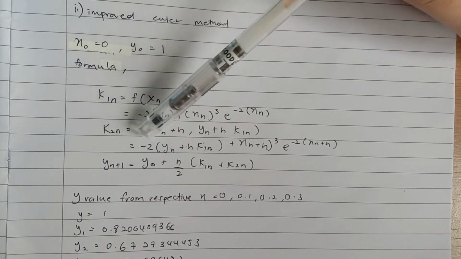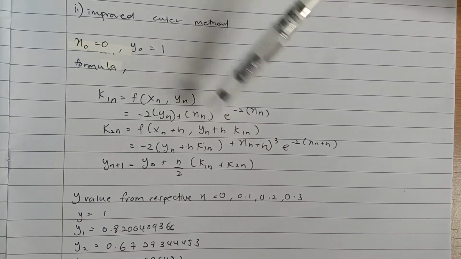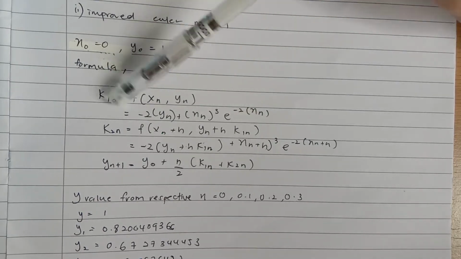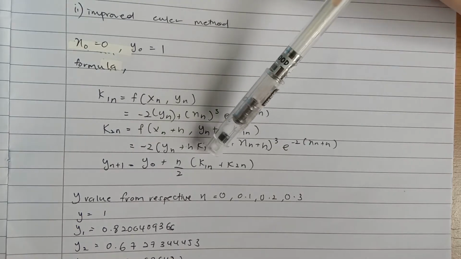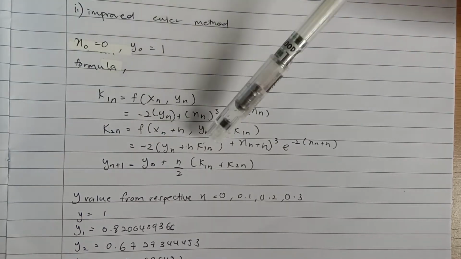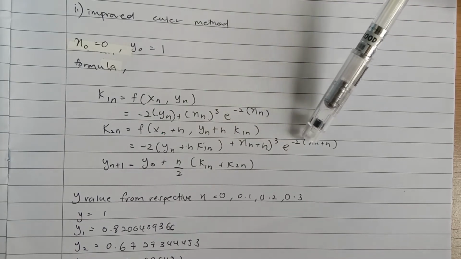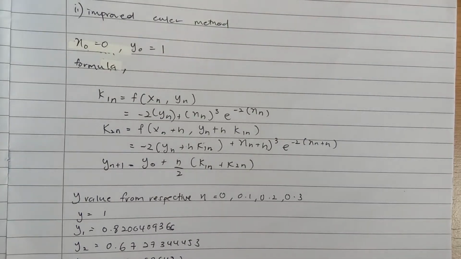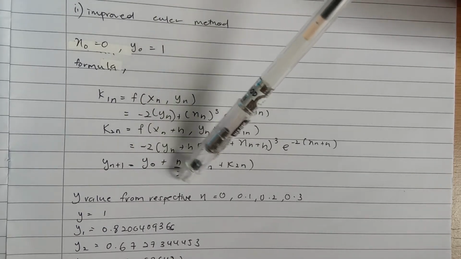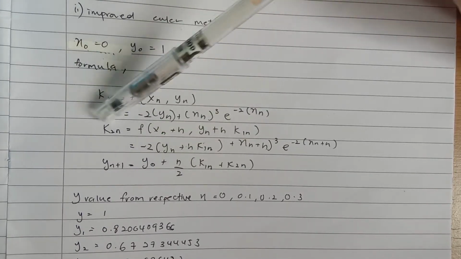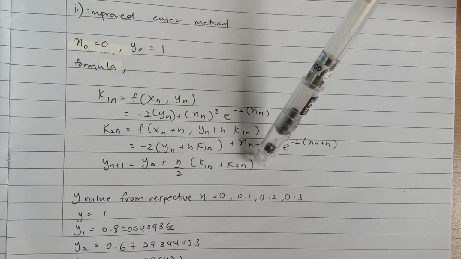f(xn plus h, yn plus h). This time we have to add h, and then put in the value of k1n that we just got from this equation, and then -2 yn plus h k1n, also using this value, and then plus xn plus h cubed e^(-2 (xn plus h)). The y1 value is equal to y0 plus h over 2 k1n, this value that we calculated, and also for the k2n we have to add both of these here.